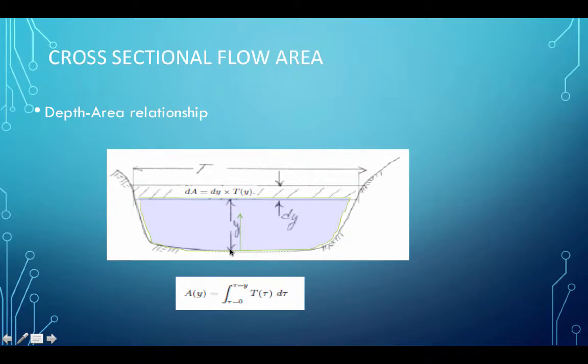The area is equal to this differential area integrated from y equals 0 up to whatever the depth is. So this integral says the area as a function of y is the integral from tau equals 0 to tau equals y of top width of tau d tau, where we have to know the top width relationship. For things like rectangles, trapezoids, and circles, that's pretty straightforward. For irregular channels, we often have to perform numerical integration.